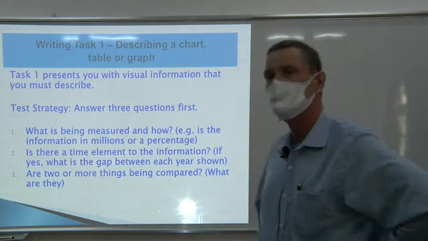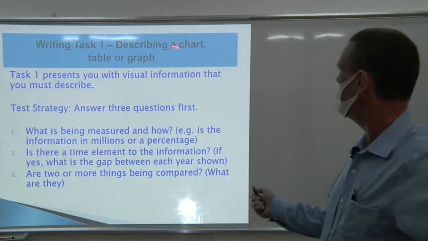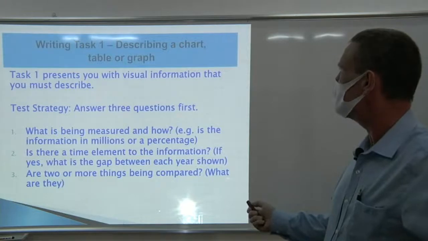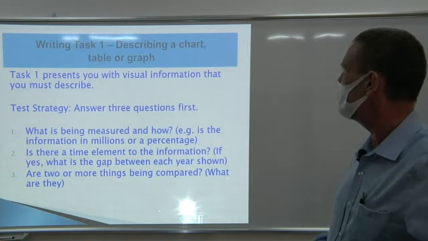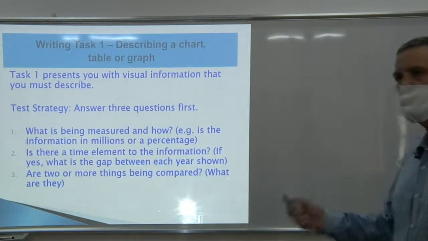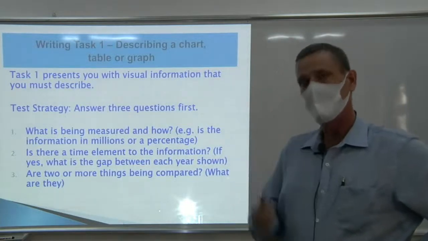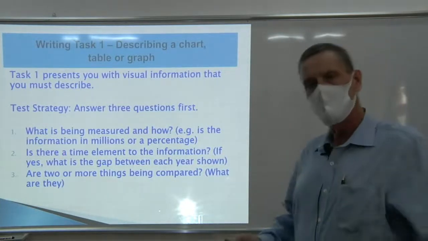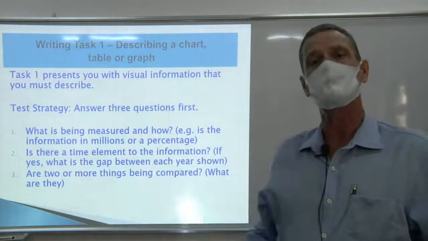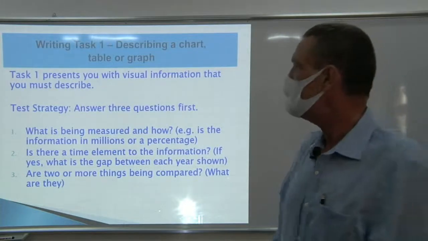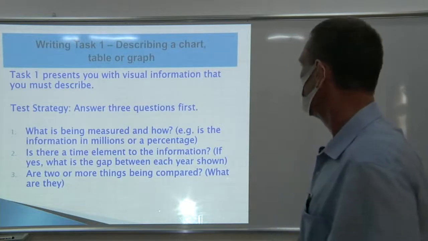Describing a chart, a table, or a graph. This is the writing task 1. And this is most common in all the exams. Again, you might get a diagram, you might get a map. But for the most part, you're going to be describing a chart, table, or graph. And you get the data, you get the visual information, and you have to put that information into words. Maybe think about, pretend like you've read this information now, you've analyzed it, and now you're going to explain it to somebody who hasn't even looked at it. So you're not going to talk about colors, you're going to give words to the numbers.